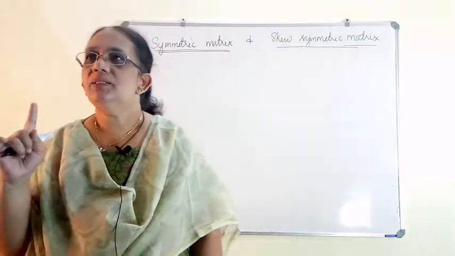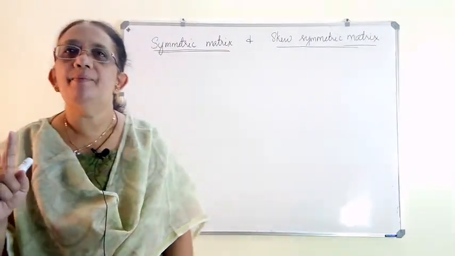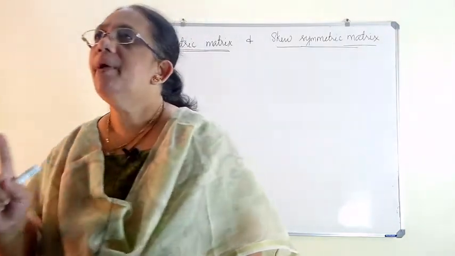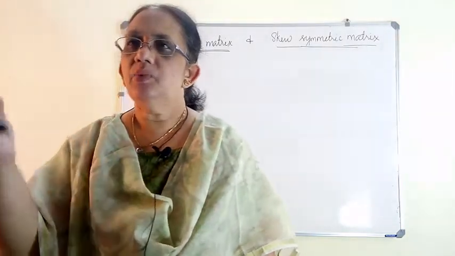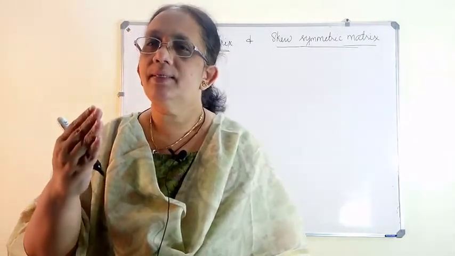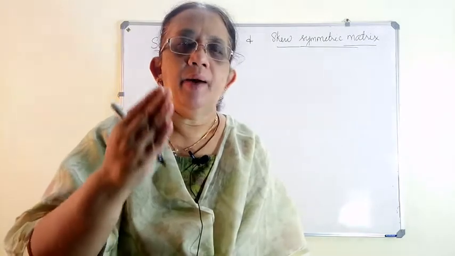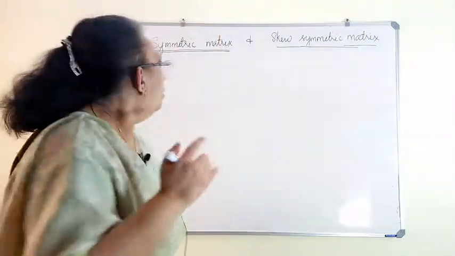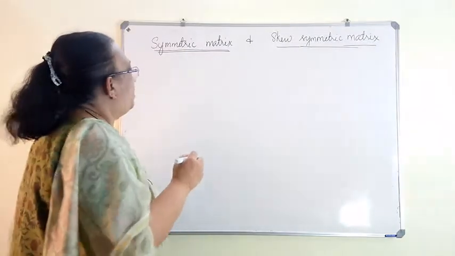Symmetric matrix and skew symmetric matrix are applicable only for square matrices. What do you mean by a square matrix? Because we are recollecting everything one by one. What is a square matrix? Yes, the number of rows is equal to the number of columns. Very good. Now, what do you mean by a symmetric matrix?